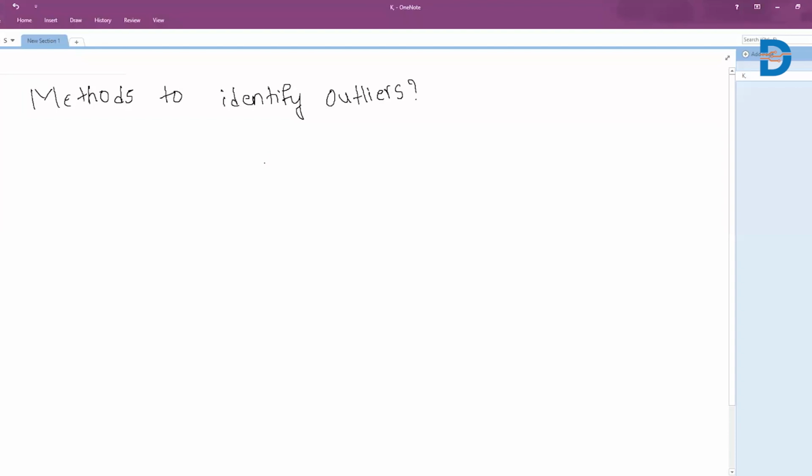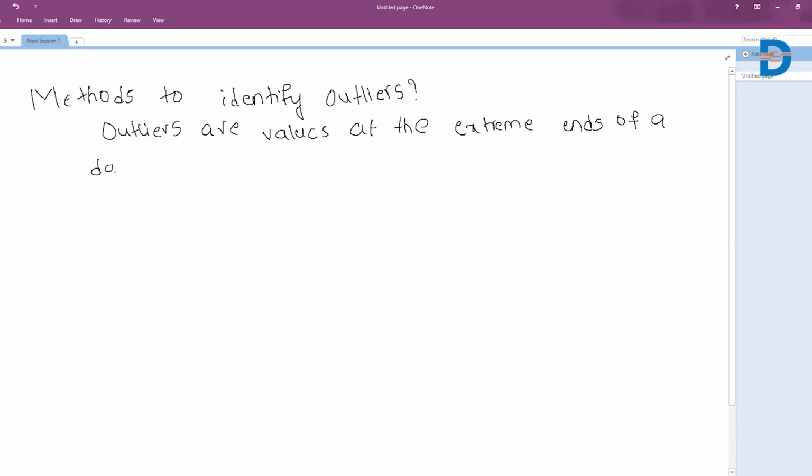So first of all, what is an outlier? Outliers are values at the extreme ends of a data set. So they are at the extreme ends in the data set. This is the definition for outliers.